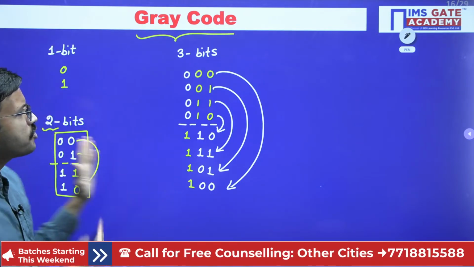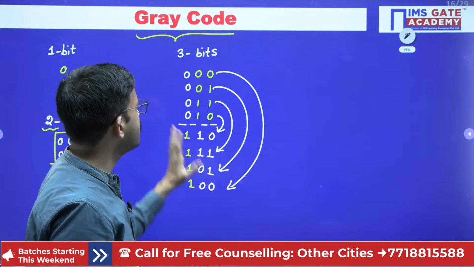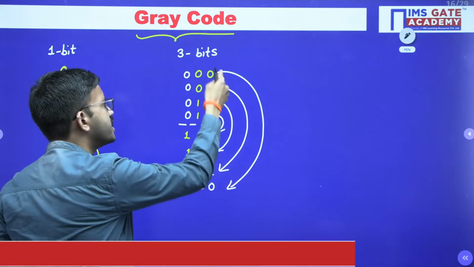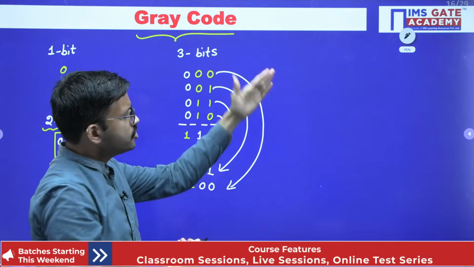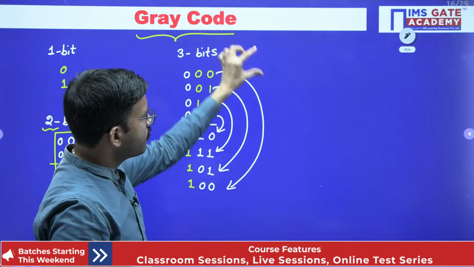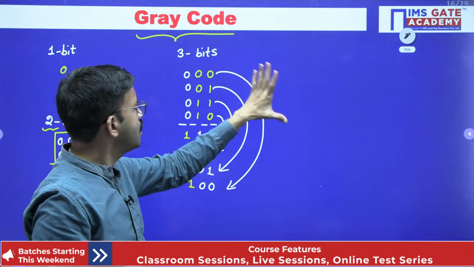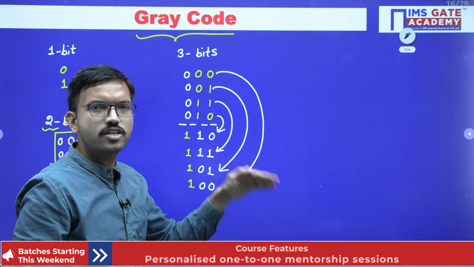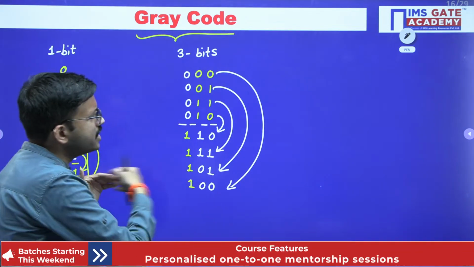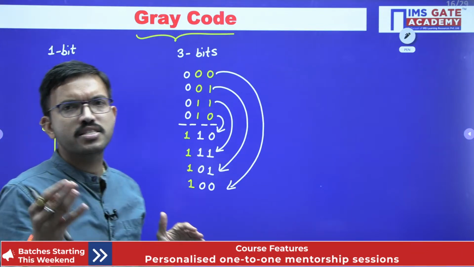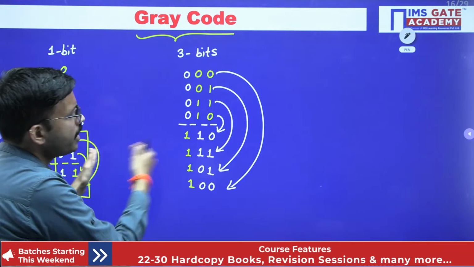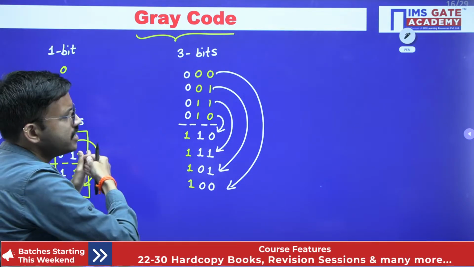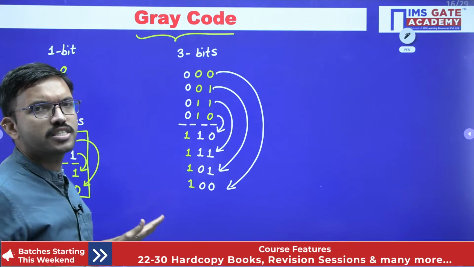In this way, you can further continue. Similarly, if you want to formulate the gray code of 4 bits, you can consider the gray code of 3 bits as it is. After that, you can consider a mirror and write the mirror image. And then for the leftmost bit, the 4th bit, you can put 0 for 8 combinations and 1 for the other 8 combinations. In this way, you can continue for any number of bits. You can start from 1 bit, then extend bit by bit.